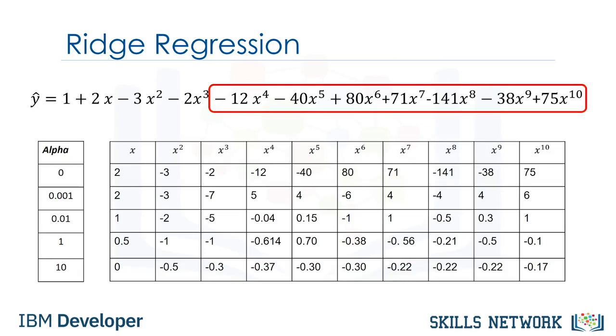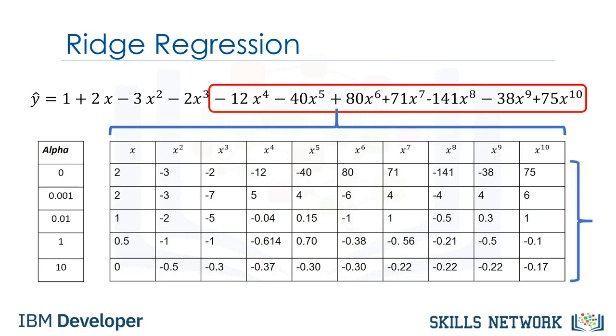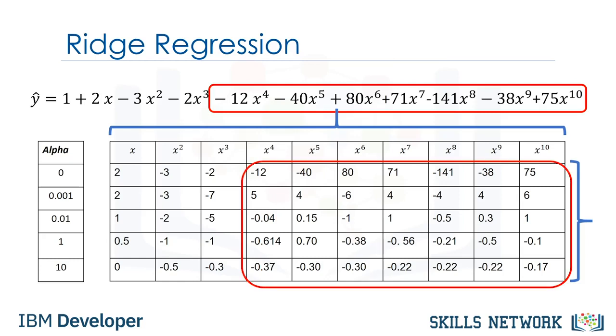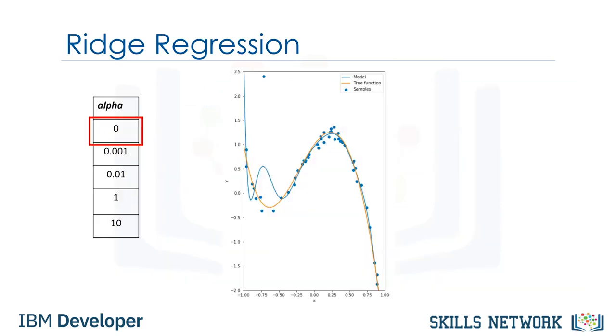This table represents the polynomial coefficients for different values of alpha. The column corresponds to the different polynomial coefficients, and the rows correspond to the different values of alpha. As alpha increases, the parameters get smaller. This is most evident for the higher-order polynomial features, but alpha must be selected carefully. If alpha is too large, the coefficients will approach 0 and underfit the data. If alpha is 0, the overfitting is evident.